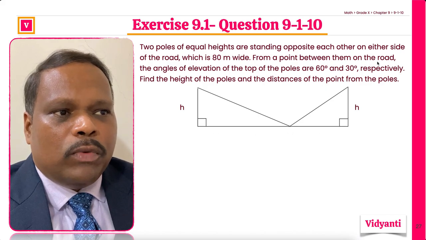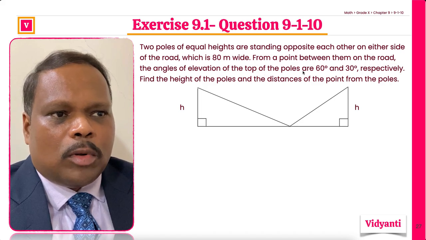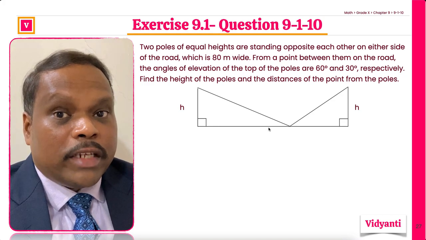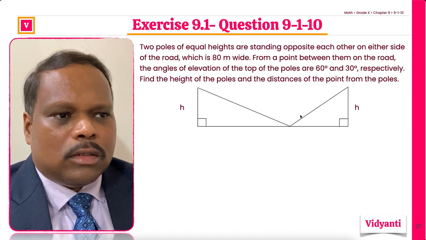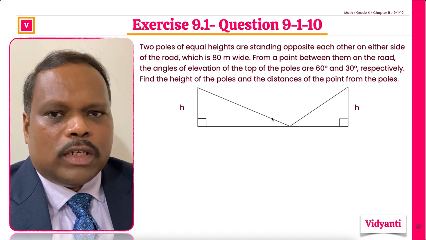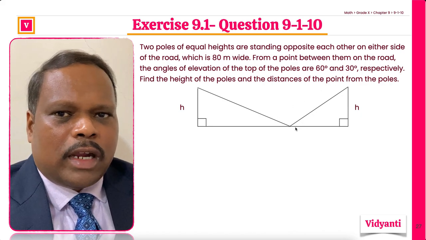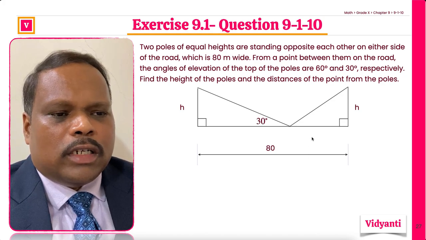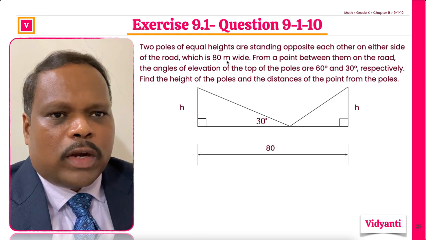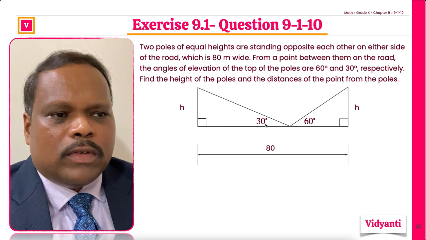From a point between them on the road, not necessarily the midpoint, the angles of elevation of the tops of the poles are 60 and 30 degrees. Well, imagine hypothetically, if he was in the middle, then these two angles would be the same. But these two angles are unequal. That means the person is shifted to one side. So let's assume the total distance is 80, which is given. The entire road is 80 meters wide, and one side angle is 30, the other side angle is 60.